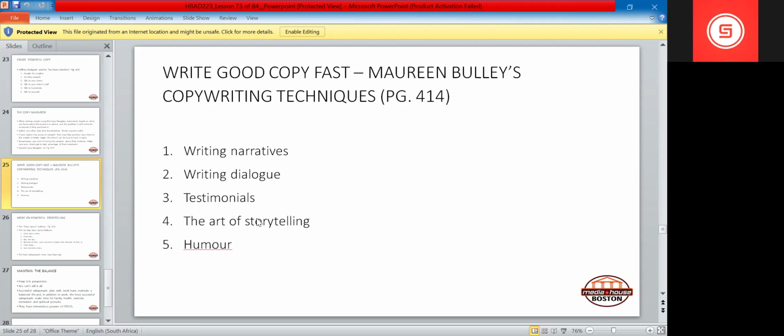If you look at page 414, there's the breakdown of all of this, but we're just going to look at the outline. So writing narratives, again, a bit of a repetition of what we've said before. Narratives are that very personal reflection or description of what is happening with a particular product, and then communicating that to a listener. Writing the dialogue that fits this correctly. Testimonials, the art of storytelling, and if there is a need for humor, then why not? Places like Nando's are very popular for that kind of tongue-in-cheek humor. So it works for them. It might not work for everyone else, right? There's a time and a place.